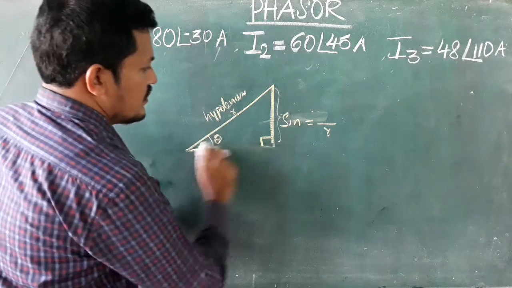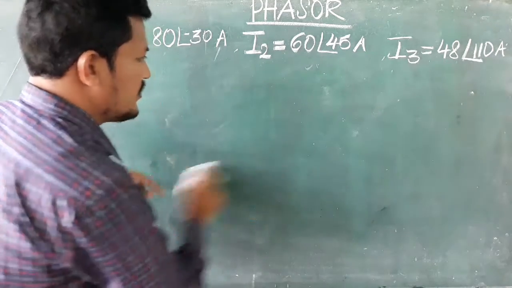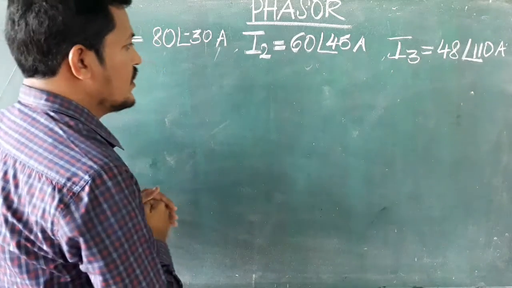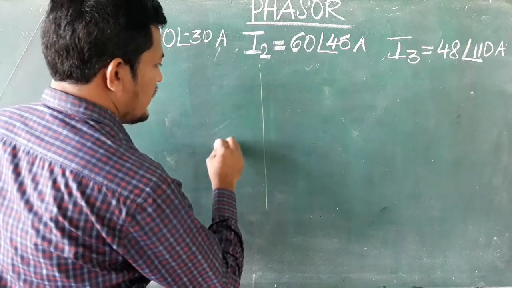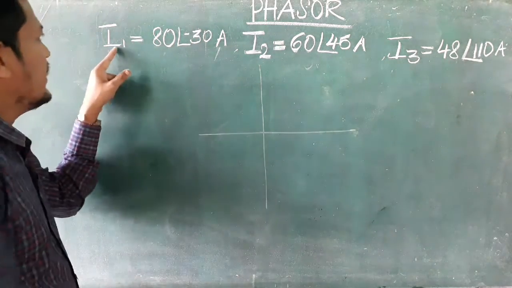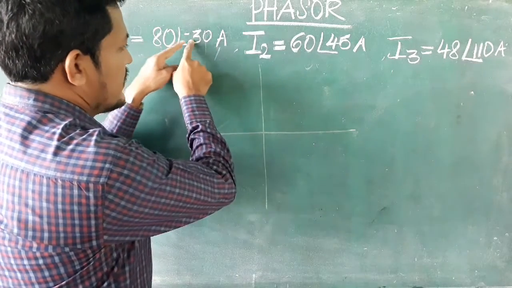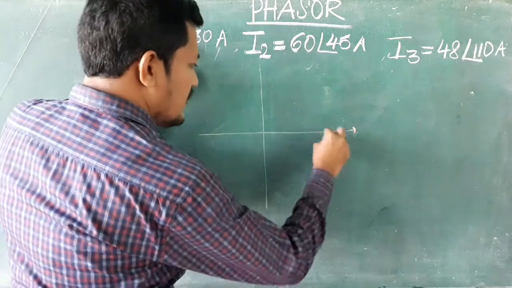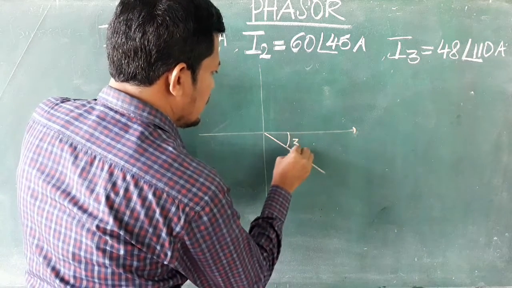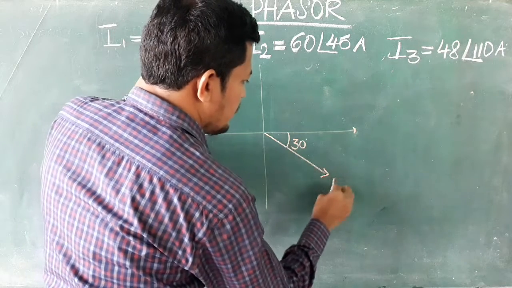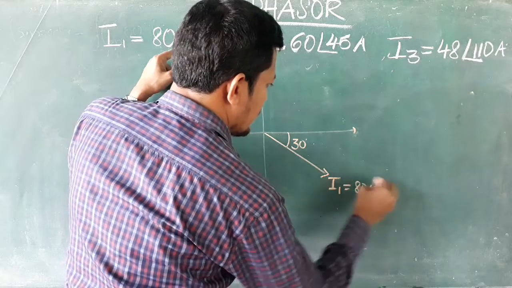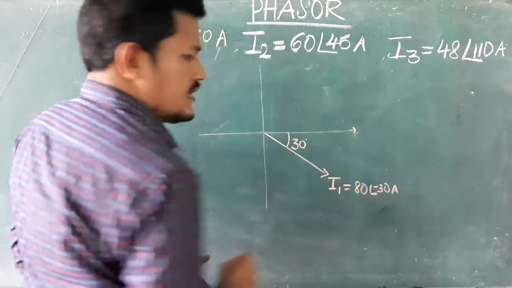So this helps us to do the same problem here. So I am going to draw the phasor diagram for three currents. So first a reference line here. Clear. First one I1 is 80 magnitude and minus 30. So minus 30 means you have to measure in the clockwise direction. So it comes here. This is 30 degrees. So this is I1 equal to 80 at an angle minus 30. Clear. This much ampere.